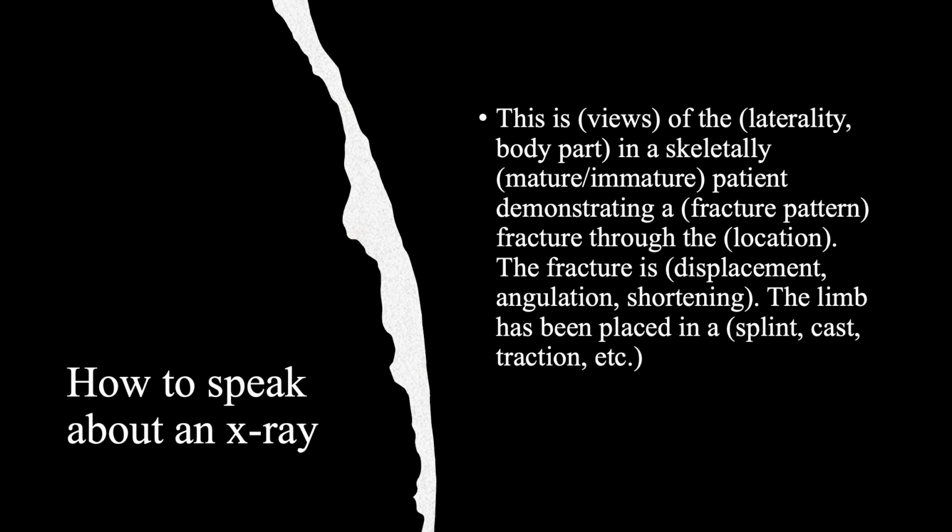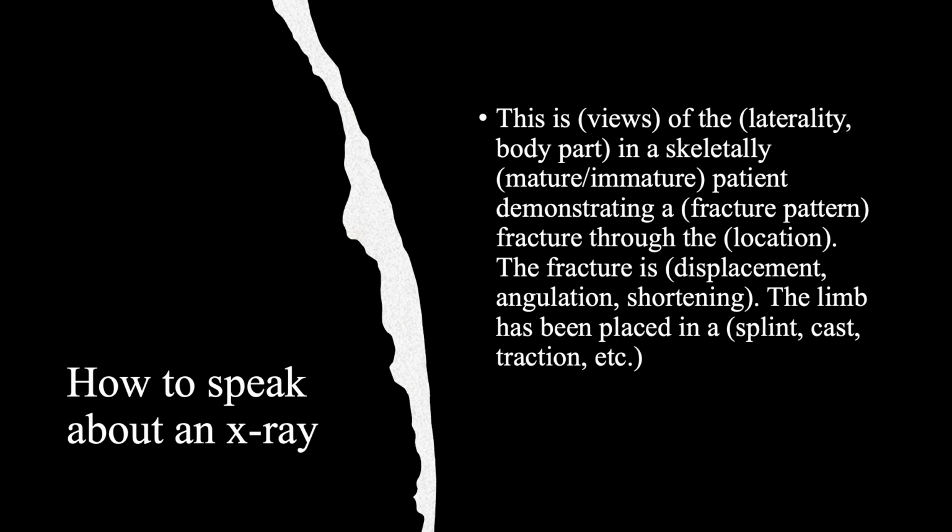With how you should speak about it, this is a basic format on how to speak of an X-ray. It would be, this is blank views of the laterality or whatever part of the body you're looking at in a skeletally mature or immature patient, and it demonstrates whatever the fracture pattern is. You would insert that here through the whatever location on the bone it is, and then you'll start talking about the displacement, any angulation or shortening. And then you'll also want to add in, has the limb been placed in a splint or a cast or any traction or anything like that? Those are all important things.